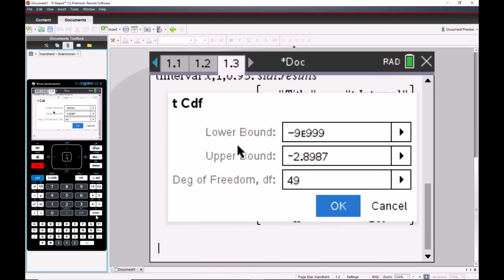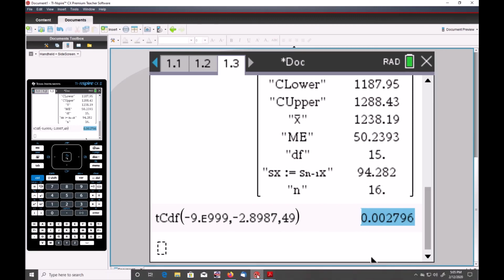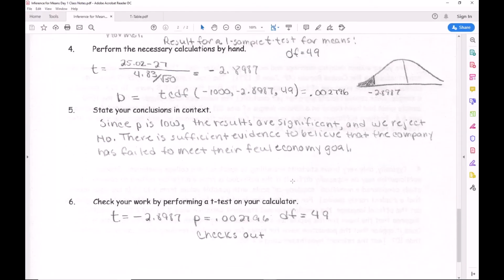So hit OK. All right, that's our p-value right there. It's pretty small. So there it is, and it's smaller than 0.05. It's smaller than 0.01. It's smaller than 0.005. So it's really tiny. All right, since p is low, remember p is low, reject H0. So since p is low, the results are significant and we reject H0. There is sufficient evidence to believe that the company has failed to meet their fuel economy goal.